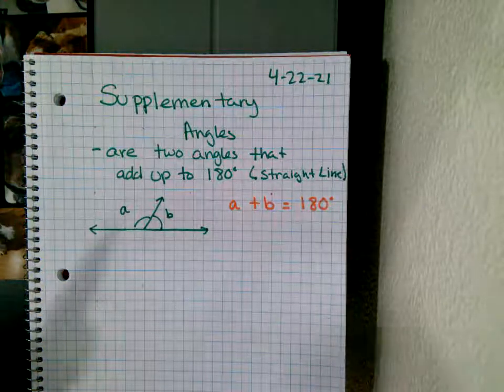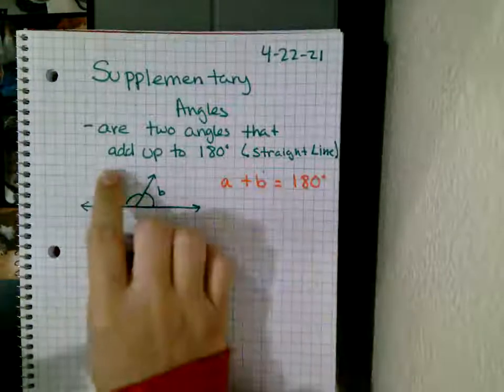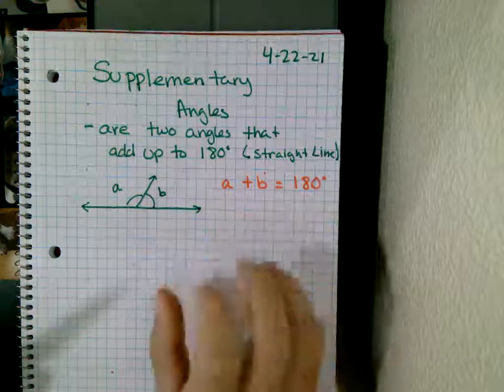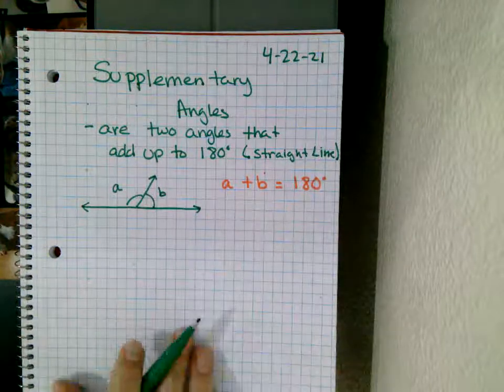Okay. Cool. All right. So supplementary are two angles that add up to 180. A plus B equals 180 degrees. All right. So like yesterday, the first ones are super easy.